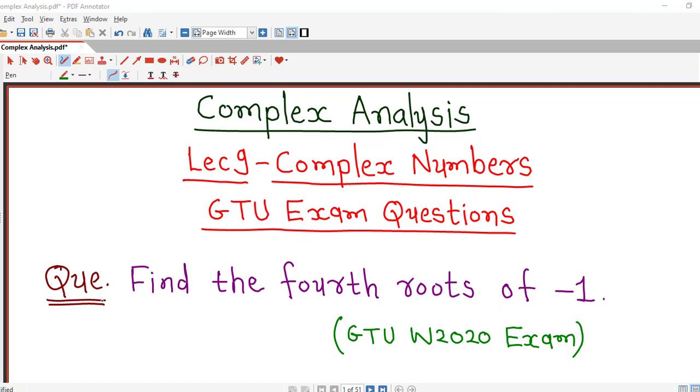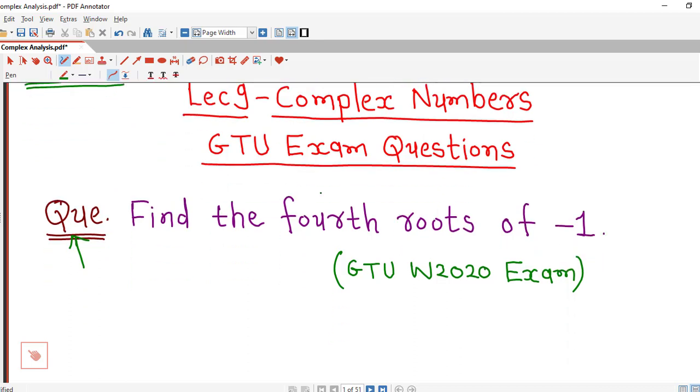In this lecture we are going to discuss one question asked in GTU exam about the roots of complex numbers. So if you are watching this lecture series first time, I suggest you to watch lecture number 5 and 6 to understand the methods of calculating roots of complex numbers. So let's start with this question.